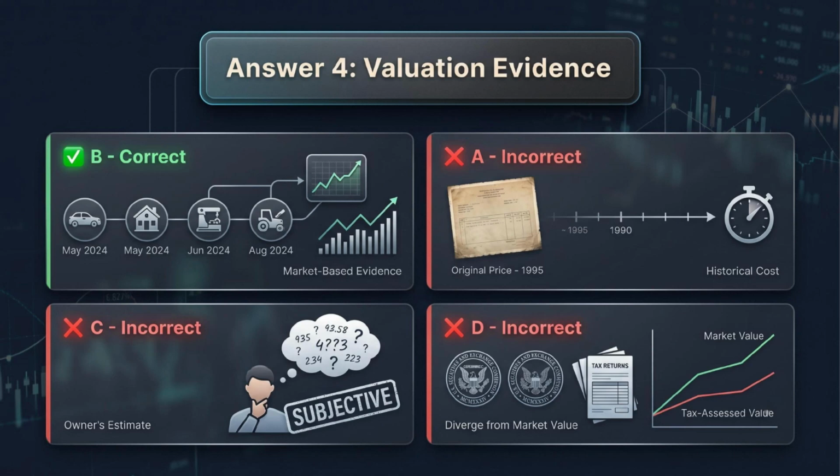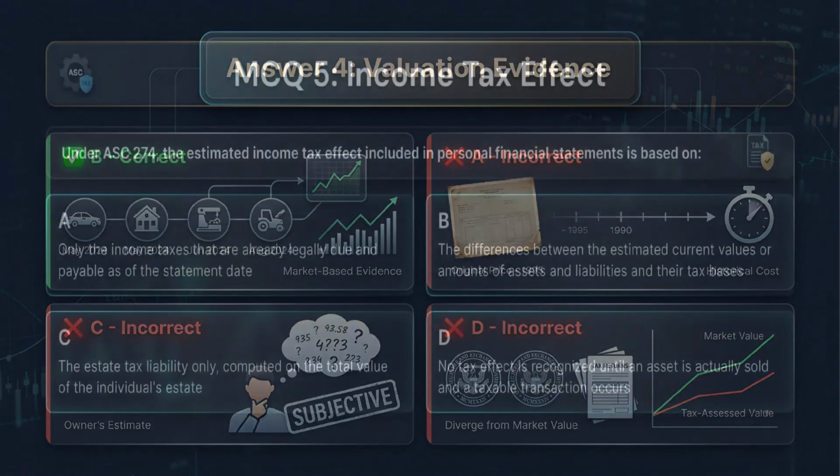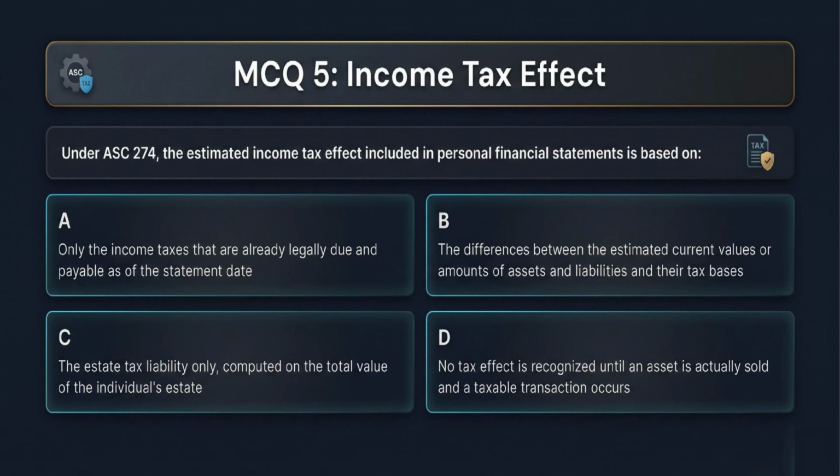Option D is wrong because tax assessed values may help in some limited situations, but they are not automatically the best or universally reliable measure of market value. For MCQ 5, this is one of the highest value points in ASC 274.